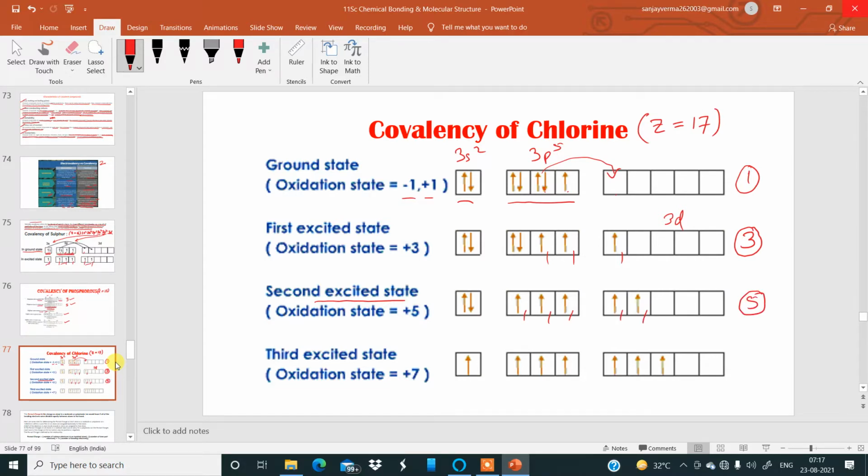Again, the 3s orbital electron is transferred to the d orbital over here. Okay, and now it has a covalency of 7. 1, 2, 3, 4, 5, 6, 7, where these 7 electrons can be used for sharing to form a covalent bond. So these are the covalencies of chlorine, phosphorus and sulfur, which I have explained to you all today.